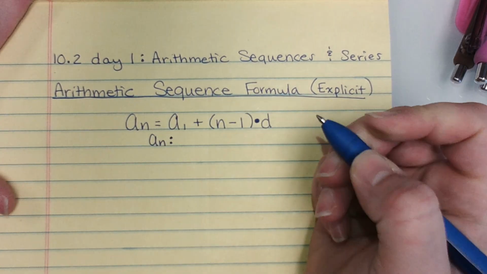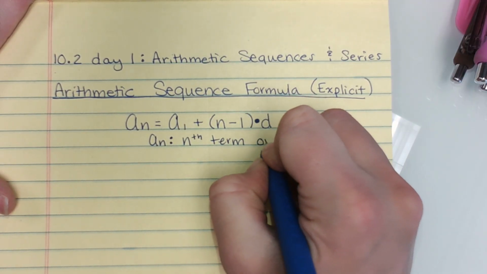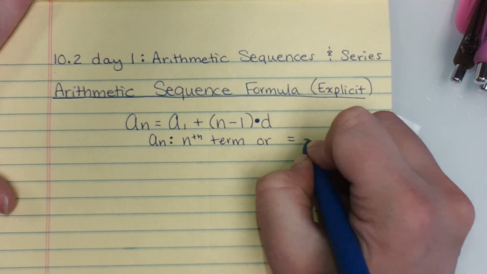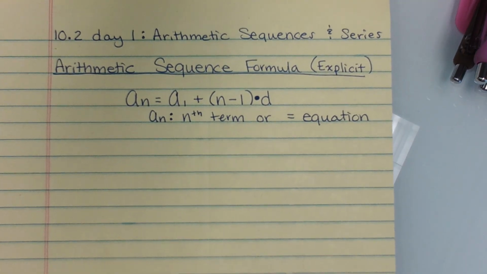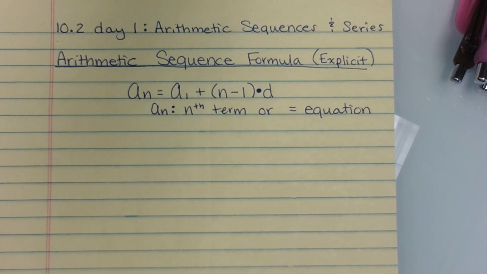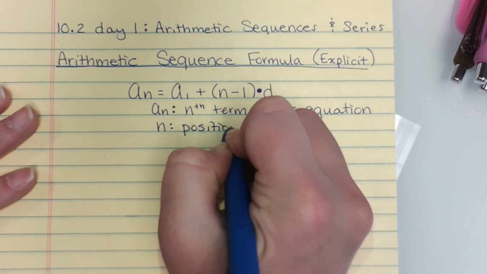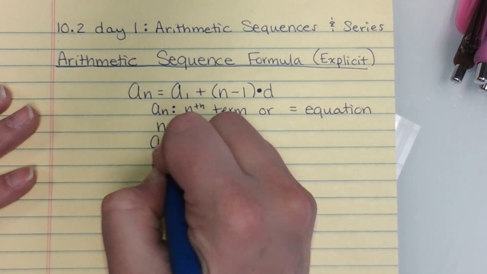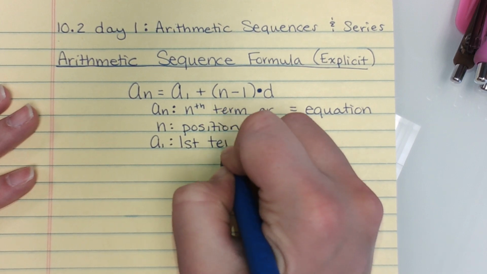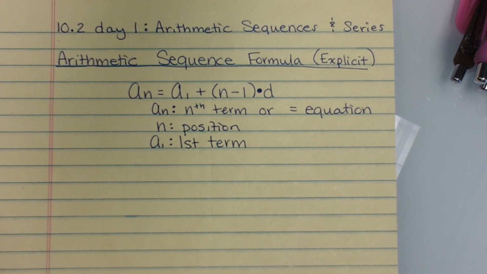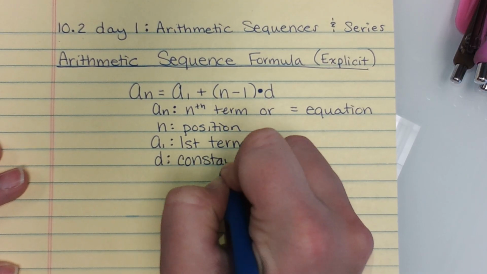Remember, a sub n represents the nth term, or is equal to the equation. We call it the nth term because we don't know what position n is talking about. N specifically is the position. It's where in the list a number is. A sub 1, therefore, being the first number or the first term in the list. And d being that constant difference.